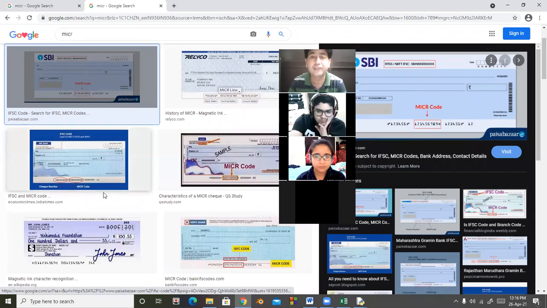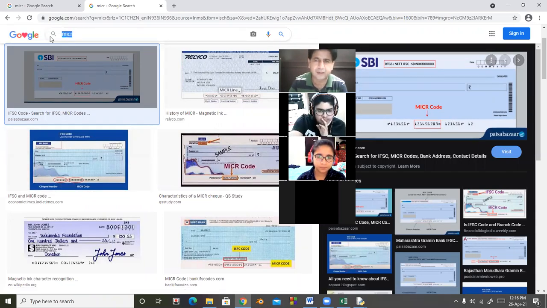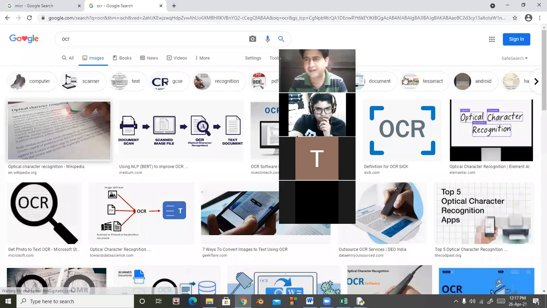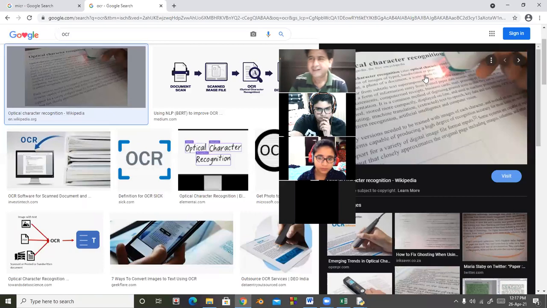Next is OCR. Beta, you must have seen that many times you write something by hand, so OCR is a device. Look here, it will scan the characters, and after scanning, the characters you have will be saved as a soft copy on your computer in MS Word format. So OCR stands for optical character reader. It will scan your handwritten document and create a soft copy.